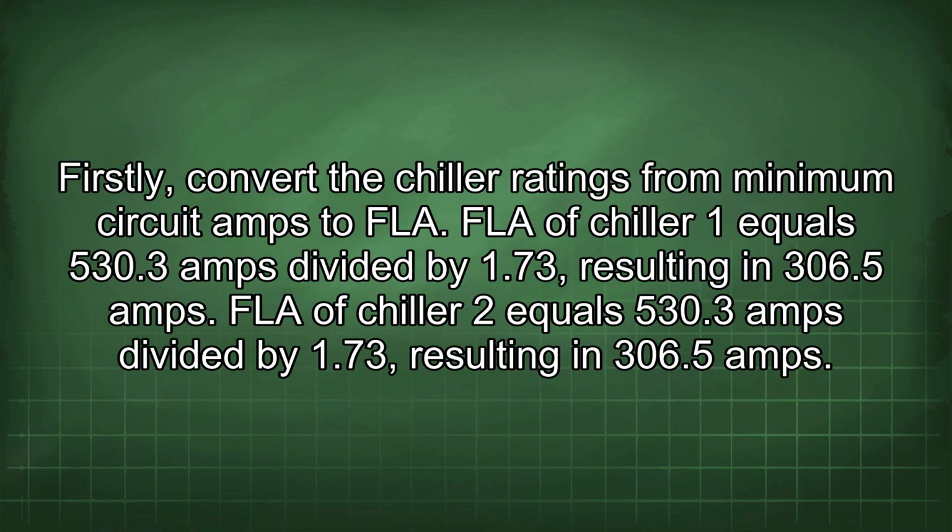Firstly, convert the chiller ratings from minimum circuit amps to FLA. FLA of chiller 1 equals 530.3 amps divided by 1.73, resulting in 306.5 amps. FLA of chiller 2 equals 530.3 amps divided by 1.73, resulting in 306.5 amps.